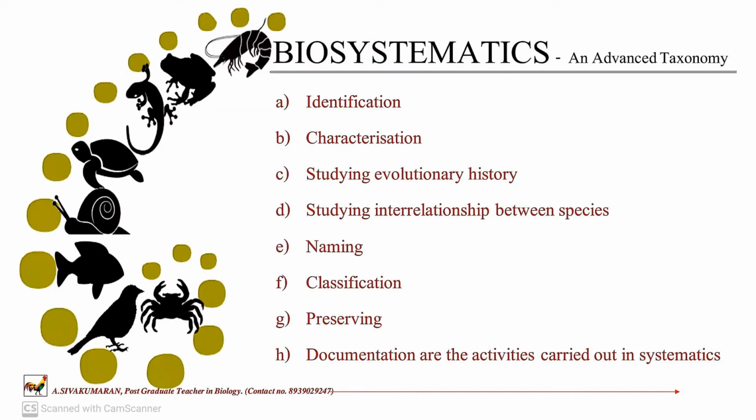Biosystematics. First we studied what is taxonomy and what are the basics. Now, as advancement of science goes on with the discovery of the microscope and high power, high resolution electron microscope, etc., scientists were made to do an advanced taxonomy. So the basics of advanced taxonomy are identification, characterization, and studying evolutionary history.